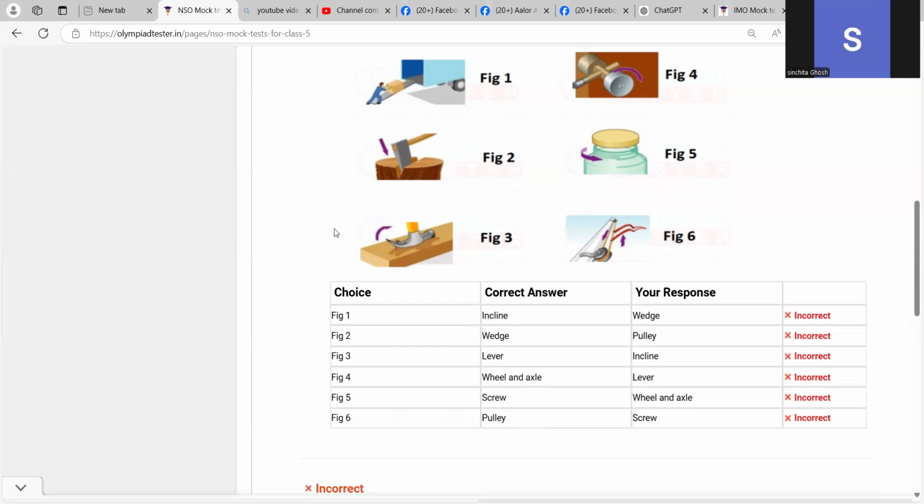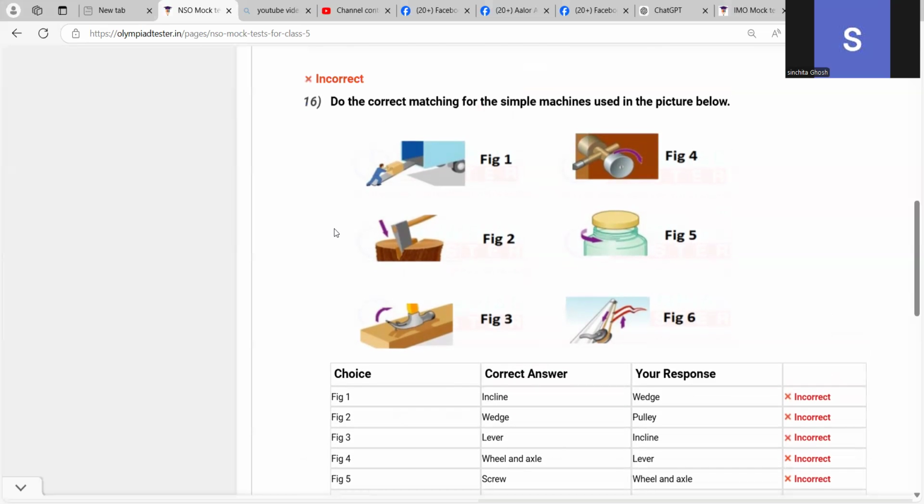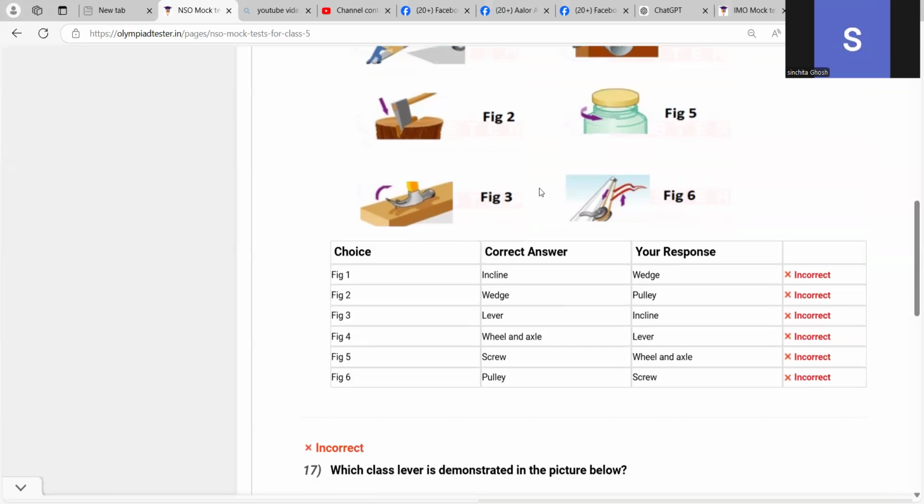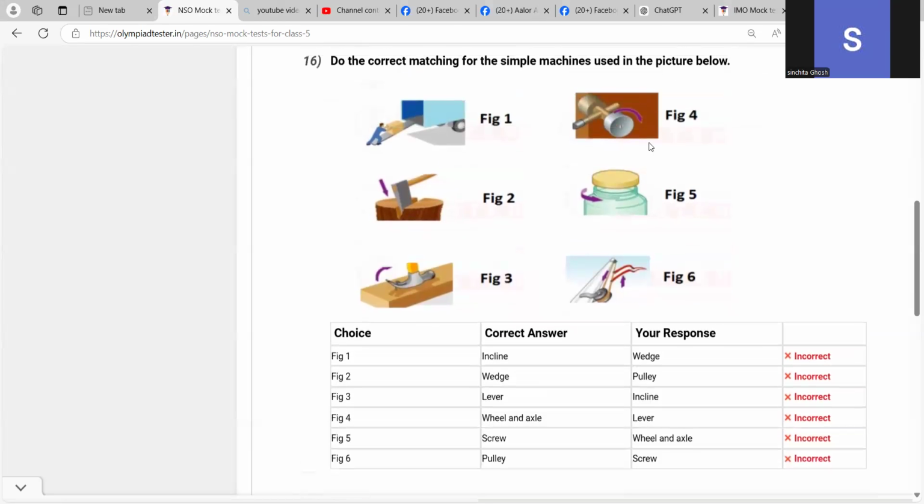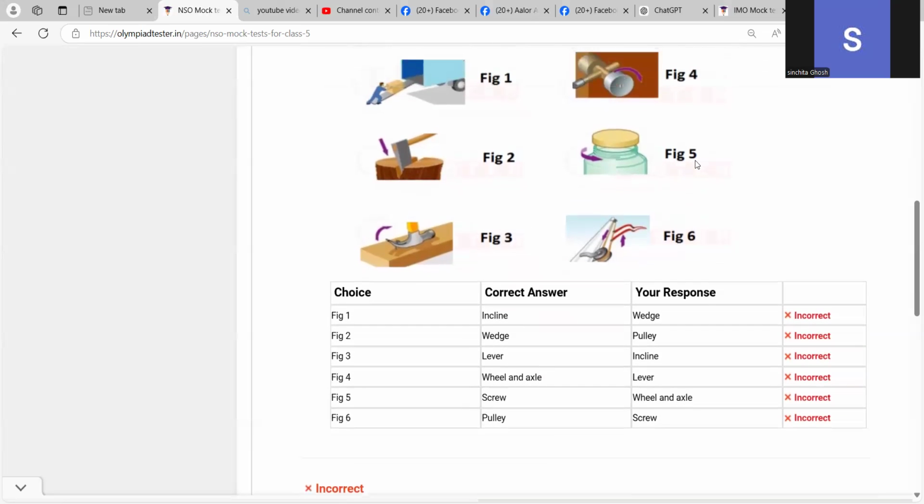Now we are on figure number 4. Figure number 4 is wheel and axle. That is correct. We have the wheel and the axle. So figure 4 is not a lever. And figure 5, it's a screw. It cannot be wheel and axle obviously because wheel and axle is this one. And figure 6 is pulley.